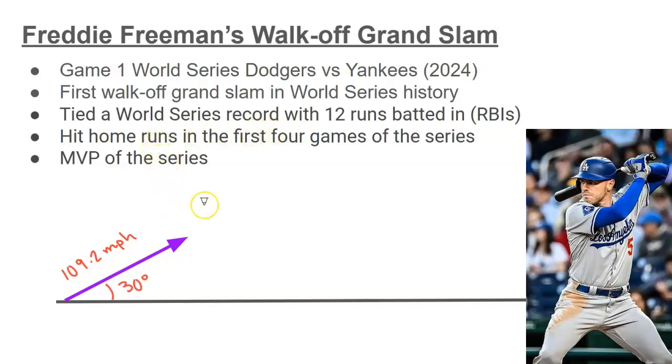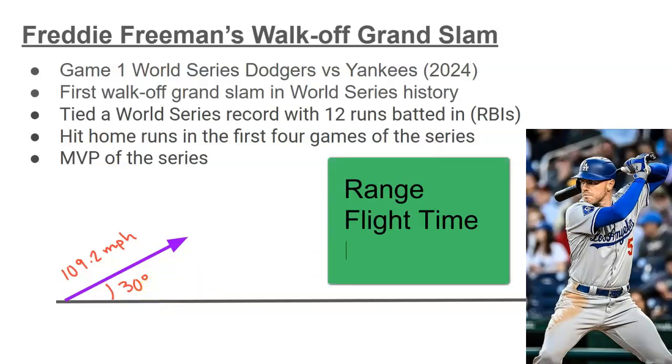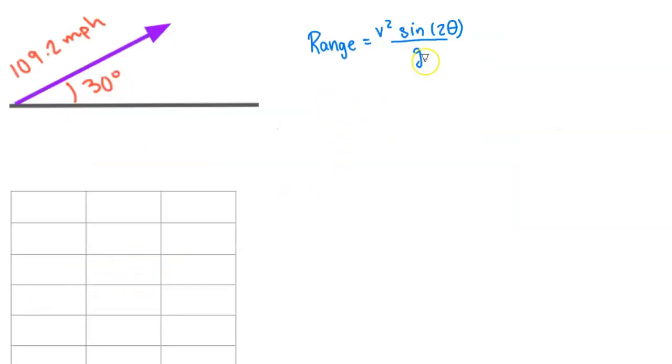So using published data about his home run hit, which had a launch velocity of 109.2 miles per hour and also an angle of 30 degrees, we're going to calculate the range, the flight time, as well as the peak height. So we're going to first start off with the range equation.